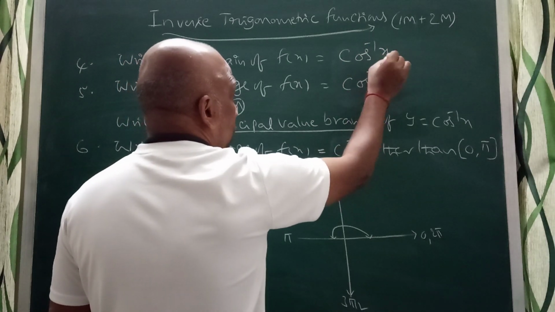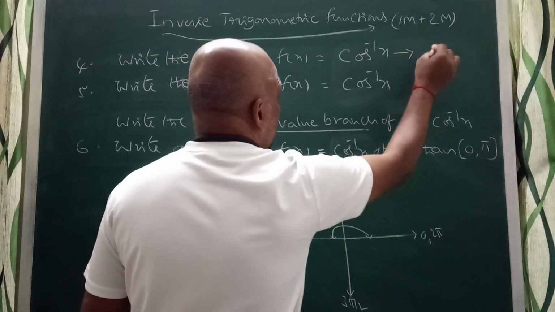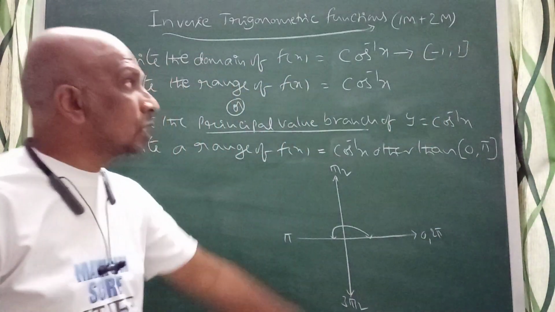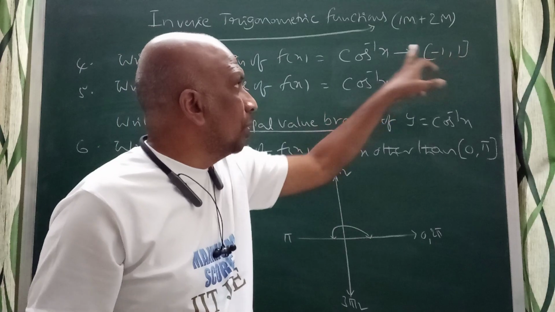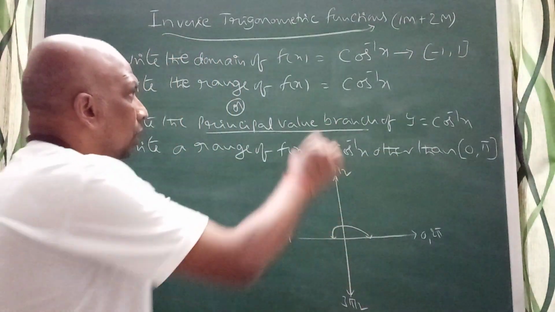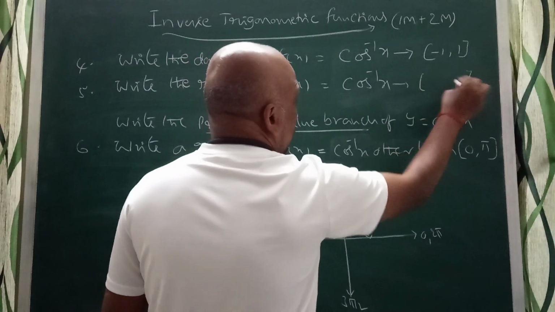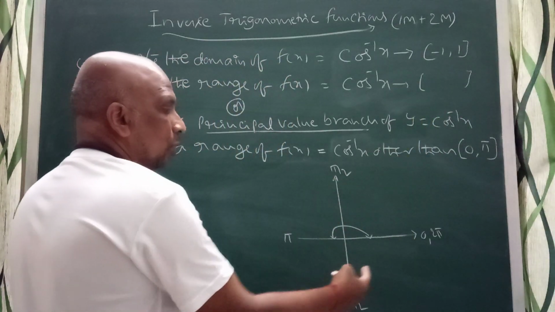We know that when they are talking about cos inverse x, the result answer should be in the closed interval minus 1 comma 1. Why? Because the maximum value of x should be 1, and the minimum value is minus 1. Same for the range: when they are talking about range, you can think of the closed interval only. This is the range of the closed interval.